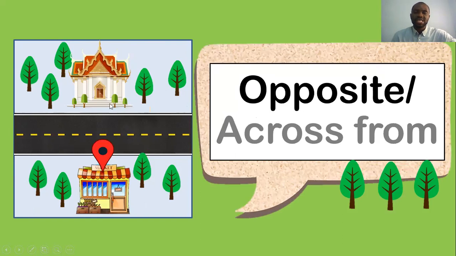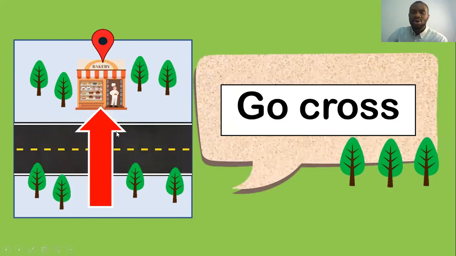Opposite. The temple is opposite the market. The temple at Wat Nong Chok is opposite Matayom Wat Nong Chok. Okay. Wat Nong Chok is opposite Matayom. Okay. Opposite. The temple is opposite the market. Okay, opposite. Let's go.